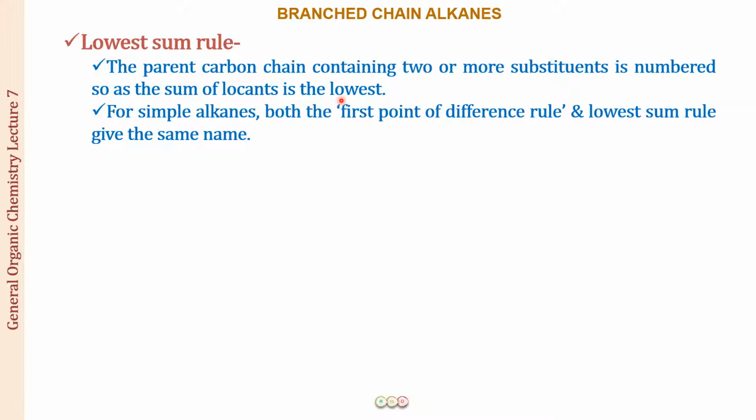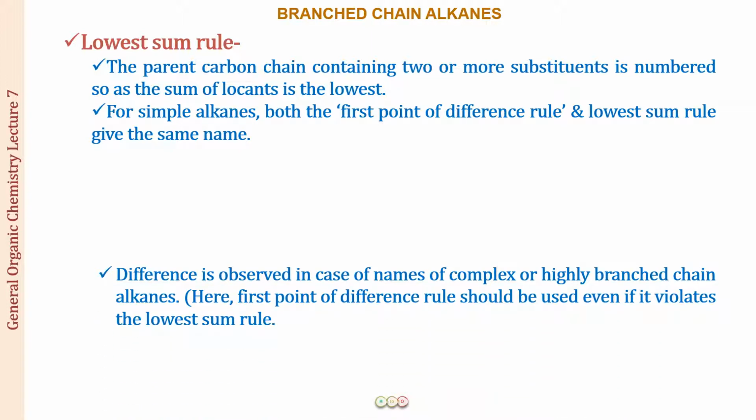Now what happens over here is that for the simple alkanes, both the first point of difference rule as well as the lowest sum rule will give us the same name. But when you see the complex structures or the highly branched alkanes, you will see that there is a difference. The lowest sum rule will choose one name, and the first point of difference rule will choose another name. So what are you going to do over there? You will be in a fix.